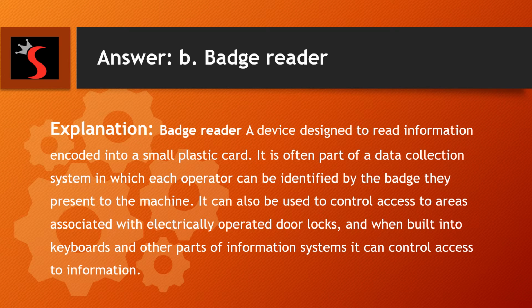Badge reader. Explanation: a badge reader is a device designed to read information encoded into a small plastic card. It is often part of a data collection system in which each operator can be identified by the badge they present to the machine. It can also be used to control access to areas associated with electrically operated door locks, and when built into keyboards and other parts of information systems, it can control access to information.